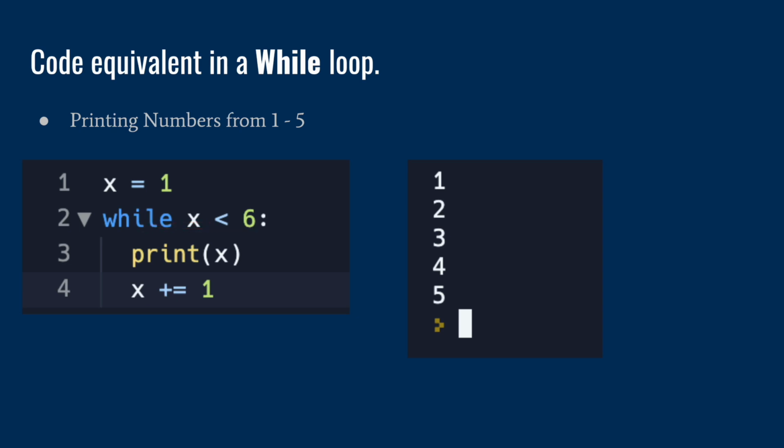So the while loop can also operate using booleans. So it could also be while true, print x, and then that would print for infinity until that true turns to a false, or the loop is broken.